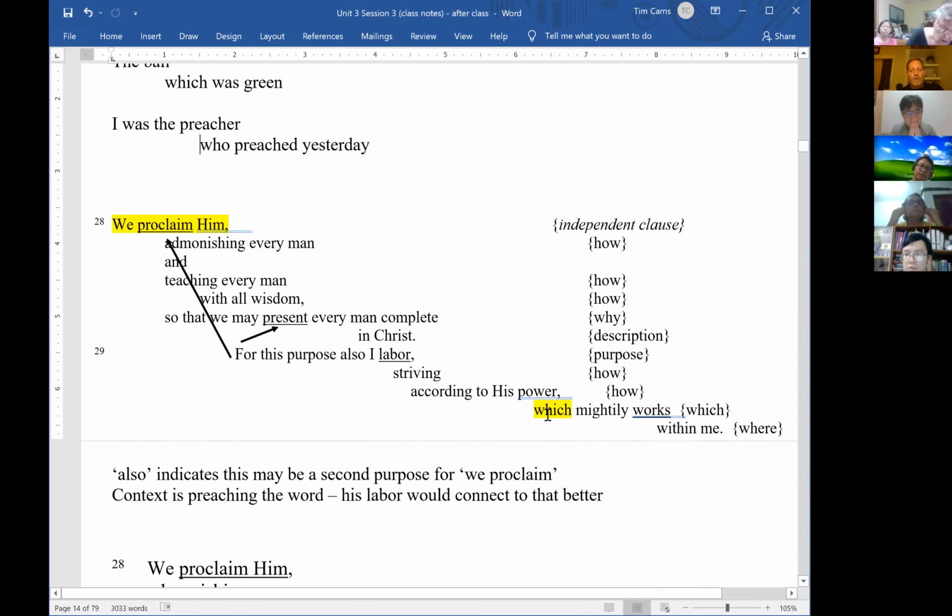According to this power, which mightily works in me. So it's directly connected to power. It's describing which power, what kind of power. If you go back to our discussion of relative pronouns, I forget which session that was in Unit 2, you can review some of those details. We talk about it there.